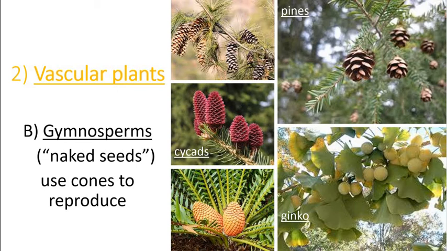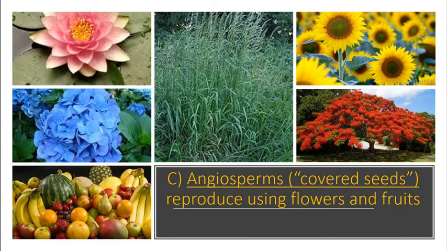Now, the last group of vascular plants are what are called angiosperms. This means covered seeds. Okay? What you will see with these is flowers and fruit. This is the largest group of plants. There are too many to even really give a representation on this slide. All of the grasses have flowers and seeds. That would include things like corn and the grass that's in your yard.